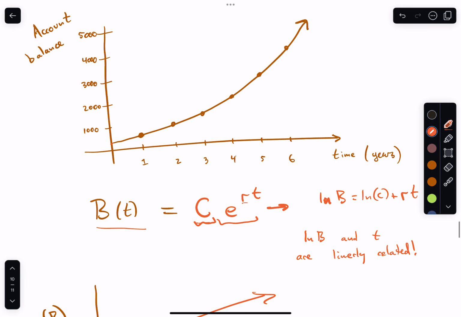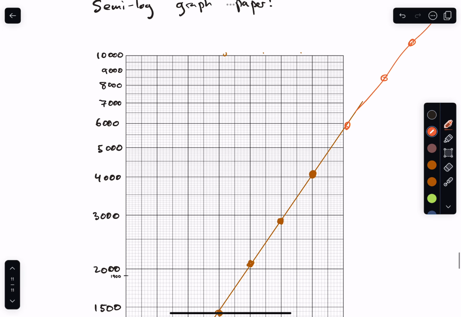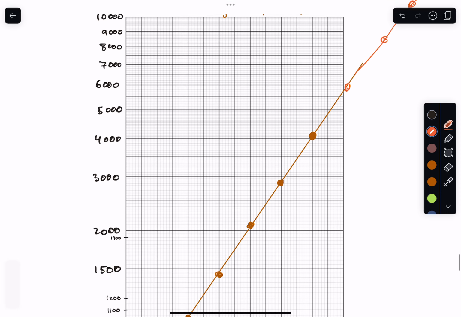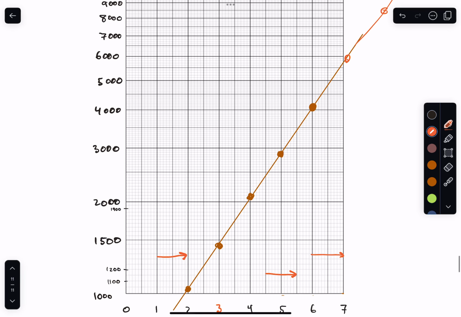A kind of old-fashioned technology for doing this is semi-log graph paper. Semi means half, and that's because on the horizontal axis you have an ordinary linear scale, where if you move a fixed distance to the right, that represents going forward 1 year in time, no matter where you start. But the other axis is not linearly scaled, it's log scaled.